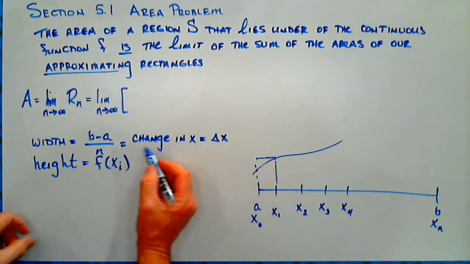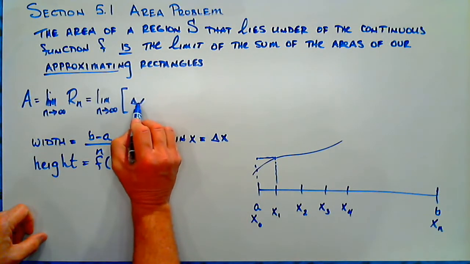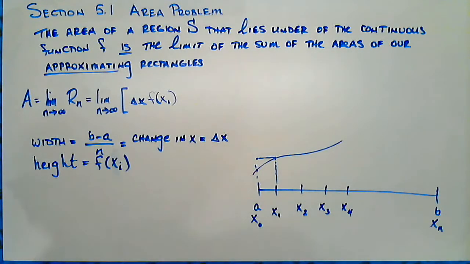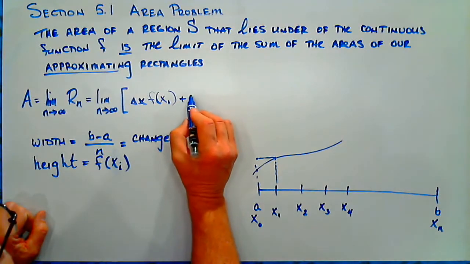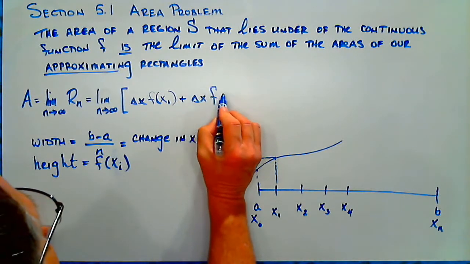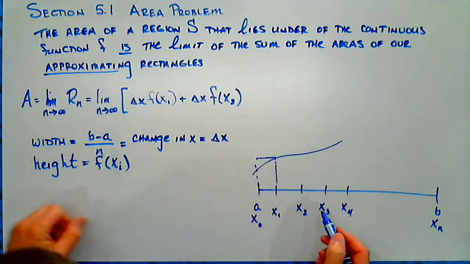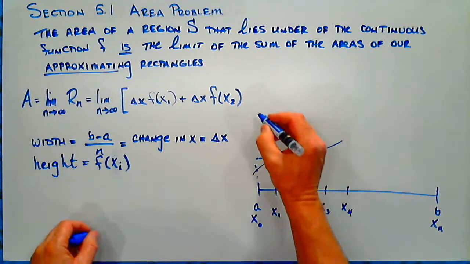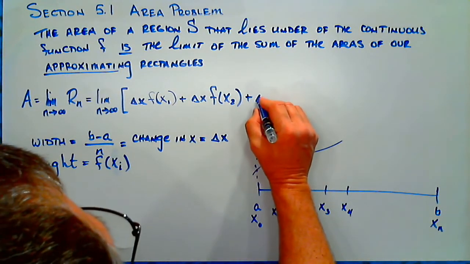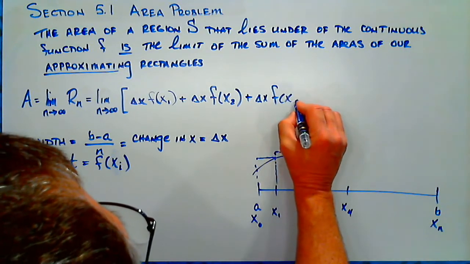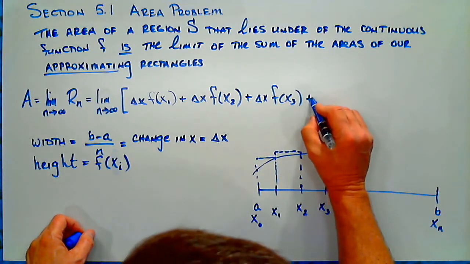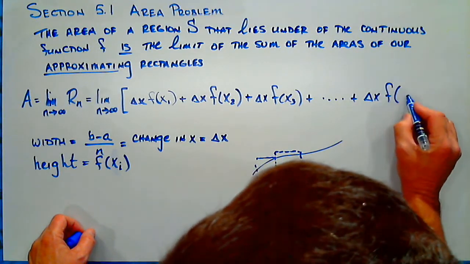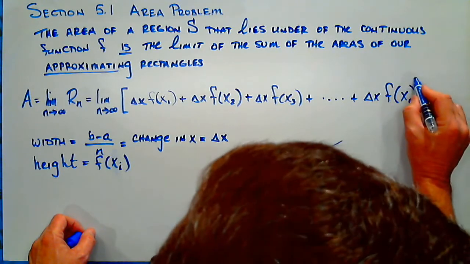So this definition looks like this. You take your width, delta x, and multiply that by your height, f of x1. Then we take your width, delta x, and multiply that by your height, f of x2, because that's going to be our height right here. And then we take our width, delta x, and multiply that by our height, f of x sub 3, and then we keep going, and we close out with our width times our height, f of x sub n.